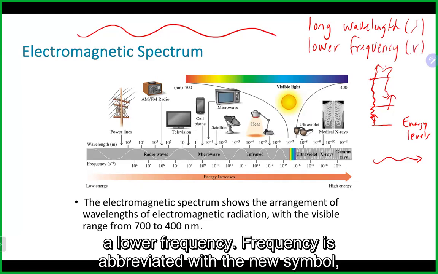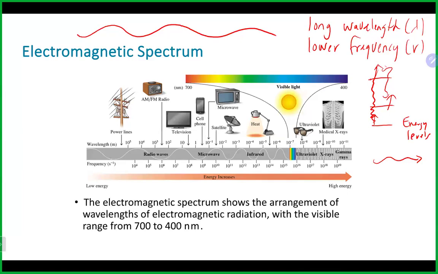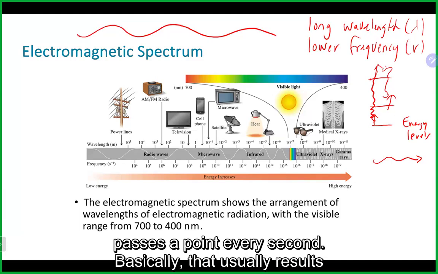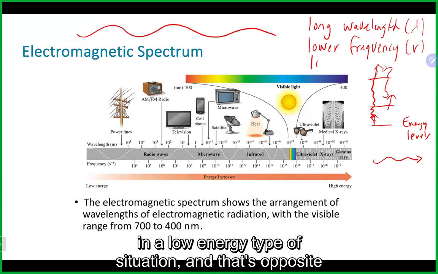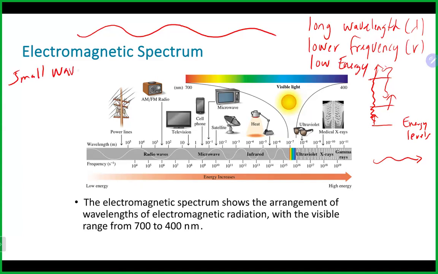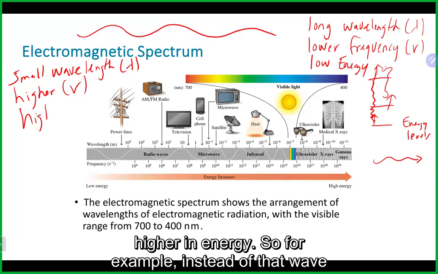Frequency is abbreviated with the new symbol, which people call a V all the time, but it's really not a V. And frequency is how fast, right, or how often a wave passes a point every second, basically. That usually results in a low energy type of situation. And that's opposite if you have a small wavelength. You will have a higher frequency, and that's usually higher in energy.